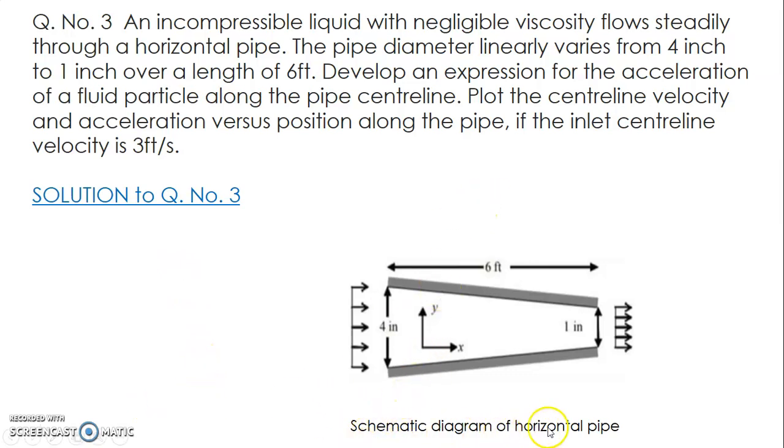A schematic diagram is shown of the horizontal pipe. The length is 6 feet. At one side 4 inch, at the other side 1 inch. Incoming flow, outgoing flow. X direction is taken on this side, along this plane, and y direction.